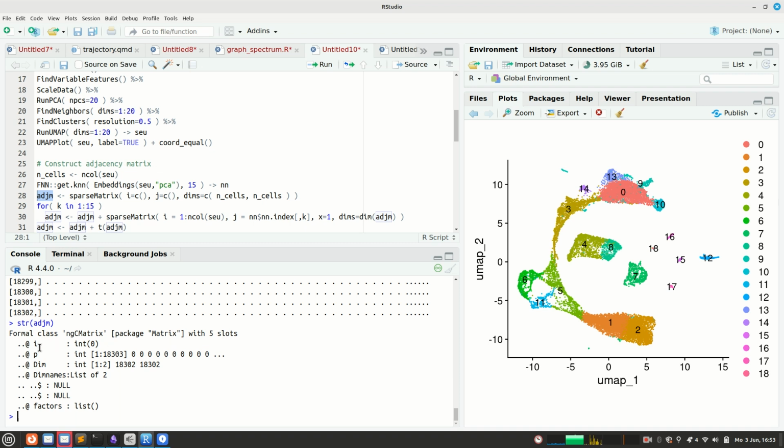It typically has three vectors in the easiest case: I, J, and X, which list all the non-zero elements of the matrix. X are the values, and I and J are the row and column indices. Here I started by telling it I want a sparse matrix with no data at all, so it's a completely empty matrix with only zeros of this size.